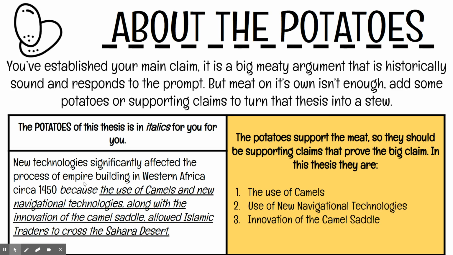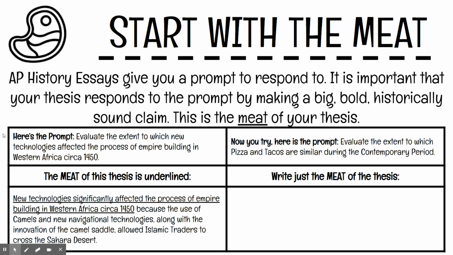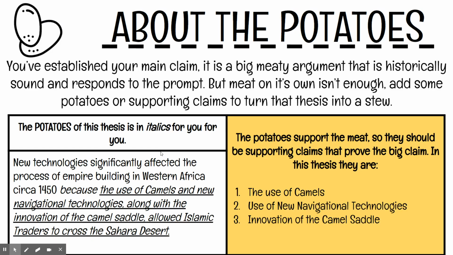Now remember, my prompt is based off something different. Mine is actually based off of the video you just watched on Africa, kind of just like your DBQ. My prompt asked, evaluate the extent to which new technology affected the process of empire building in Western Africa around 1450. So I said new technology significantly affected the process of empire building in Western Africa around 1450. There's my meat. Now here comes my claims, my potatoes.